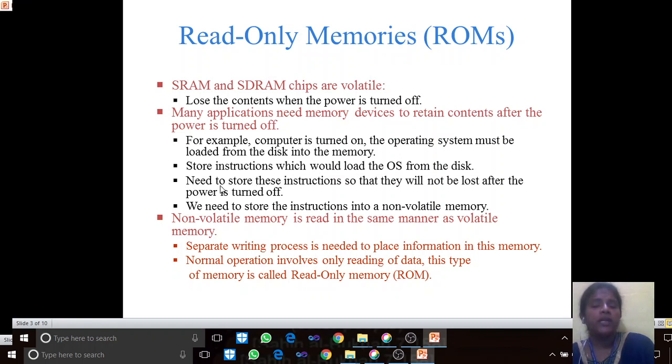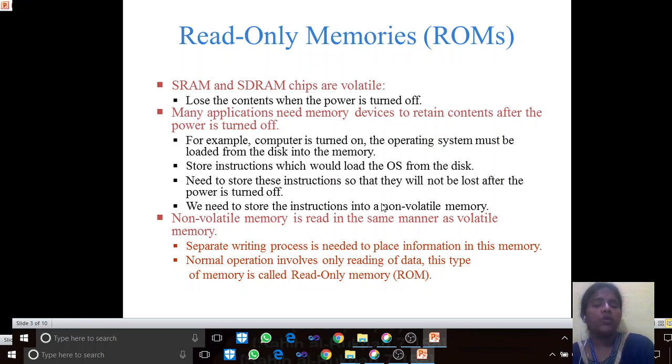We need to store these instructions so that they will not be lost after the power is turned off. We need to store the instructions in a non-volatile memory. Because very often, or every time, I cannot change the OS. Today I have loaded the OS, and as soon as I switch off the computer, the OS is gone, it is corrupted. That is not possible.